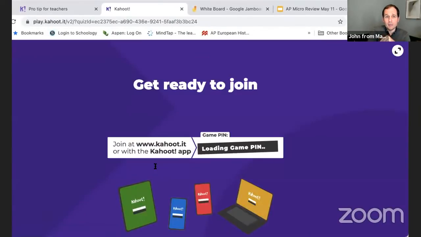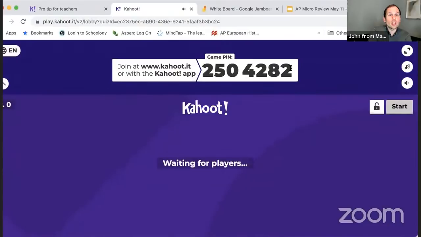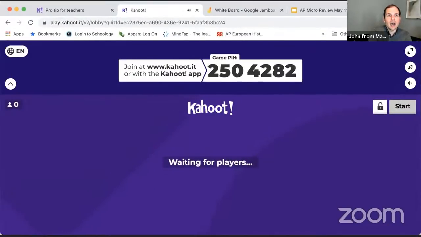I'm going to play again. I did last time with you. Real quick, we're going to get the game pin. Great. So everyone go to kahoot.it and type in that code. I'm just going to grab the link real quick while everyone's getting loaded in. The game pin that we want you guys to join us in is 250-4282. How many do we have with us tonight, John? Let's see. We've got about 25. So hopefully we can get a bunch of players. I'm going to pin this to the top of the chat and add it to the description of the video.